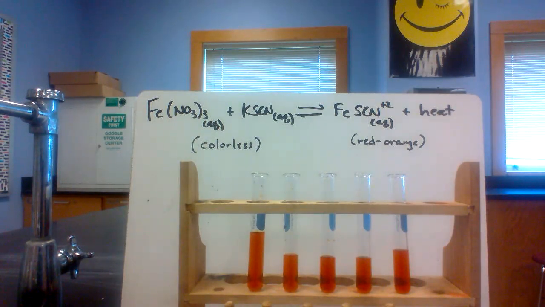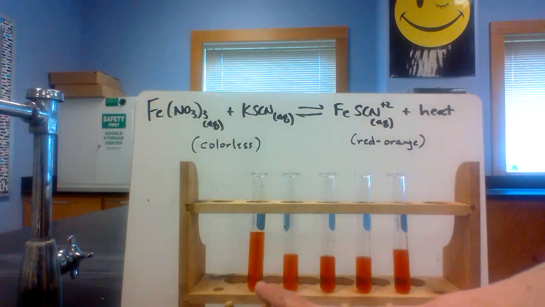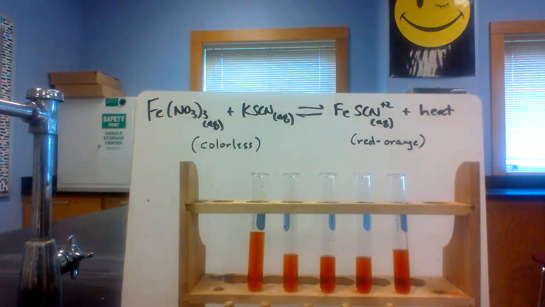So what I did then is I equally divided it among 4 other test tubes. The test tube on the far left right here, that's our control. We're going to leave that alone and do nothing to it. And then each of these other test tubes, we're going to disturb, right?